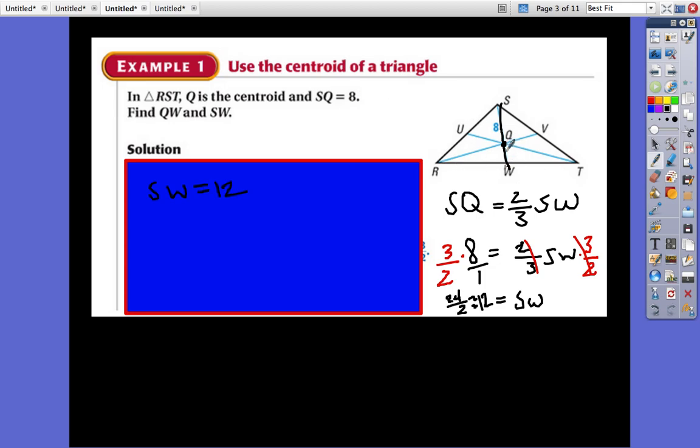Now we need to find QW. Well, the whole thing's 12. And this piece SQ is 8. So what's left? That's right. SW is equal to SQ plus QW. SW is 12. SQ is 8. So what's left is obviously 12 minus 8, 4. So QW is 4.